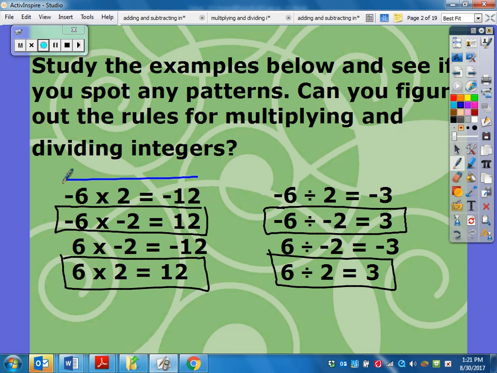Now, if we look at the other remaining problems that have a negative answer, we'll notice something that they all have in common. All 4 of those questions that are circled in blue have 1 negative factor. If they have 1 negative factor, the answer is also negative. It doesn't matter if the negative factor comes first or which one is greater. If there's 1 negative factor, the answer is negative.